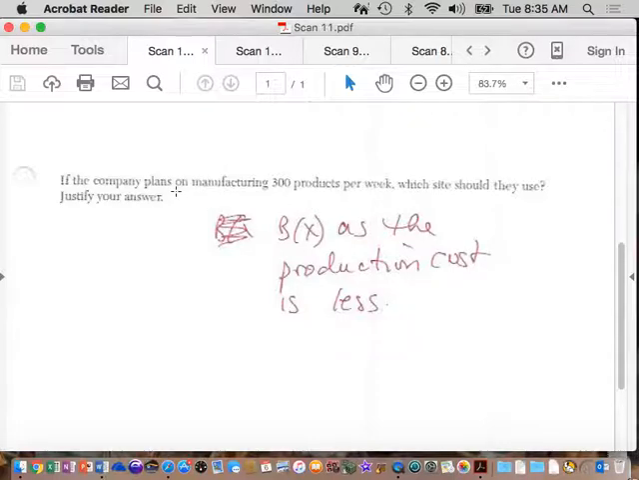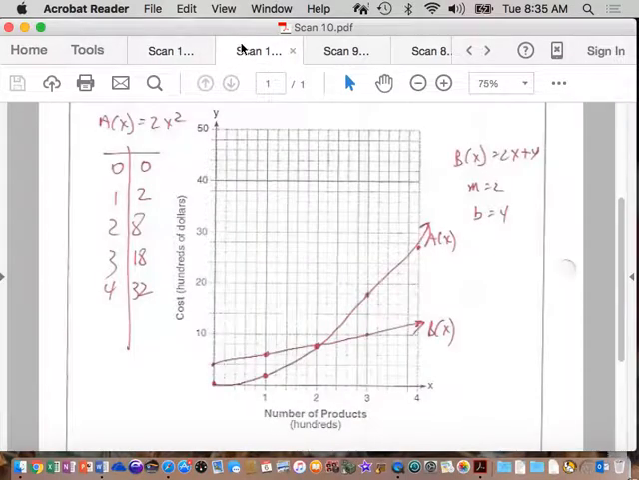Now, one company plans on manufacturing 300 products per week. Which site should you use? B of X, because the production cost is less. How do you know it's less? Because the B of X graph at 300 is lower. Okay, yes? If you got the answer right, but the explanation was wrong.